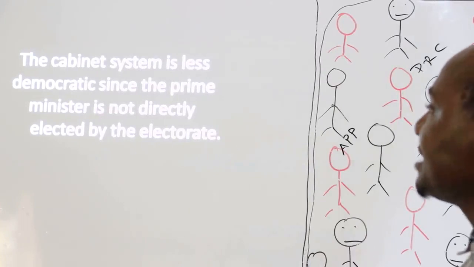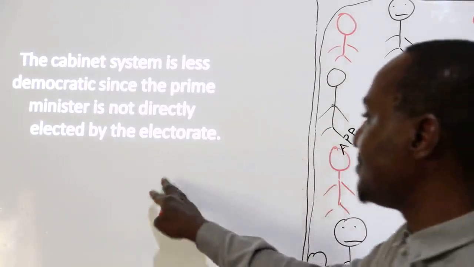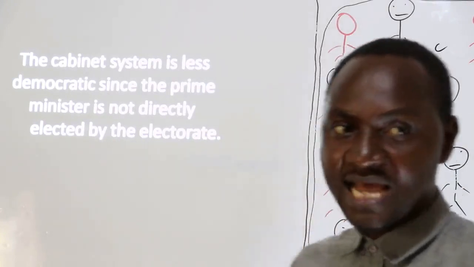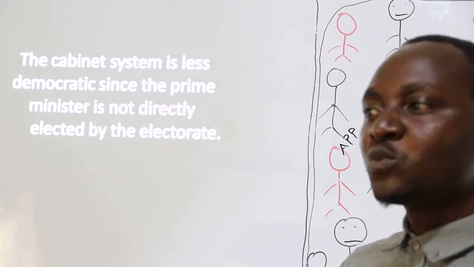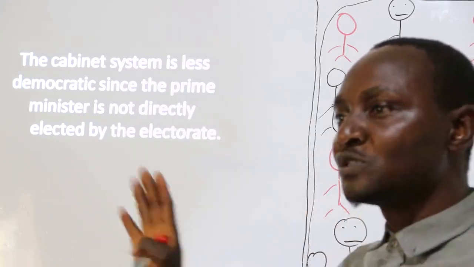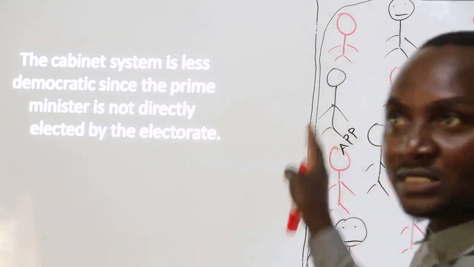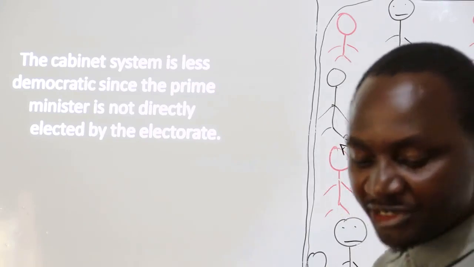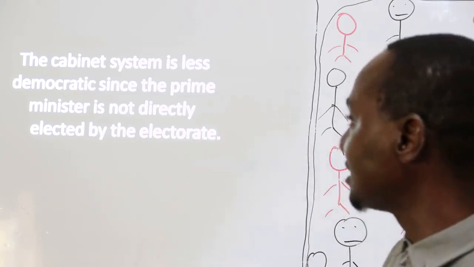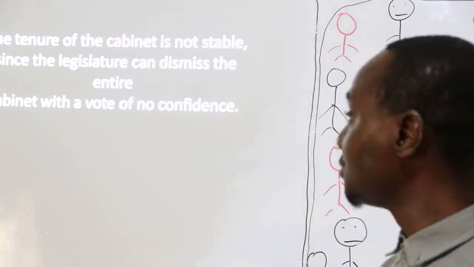The cabinet system is less democratic, since the prime minister is not directly elected by the electorate. The prime minister, like I've said earlier on, is not actually elected by the electorate. It is when they are voted for the political parties and they have come to the parliament. It is in the parliament that the parliamentarians will now choose the prime minister. That makes it undemocratic. The electorate may not be happy with the person chosen as the prime minister, but they have nothing to do about it.